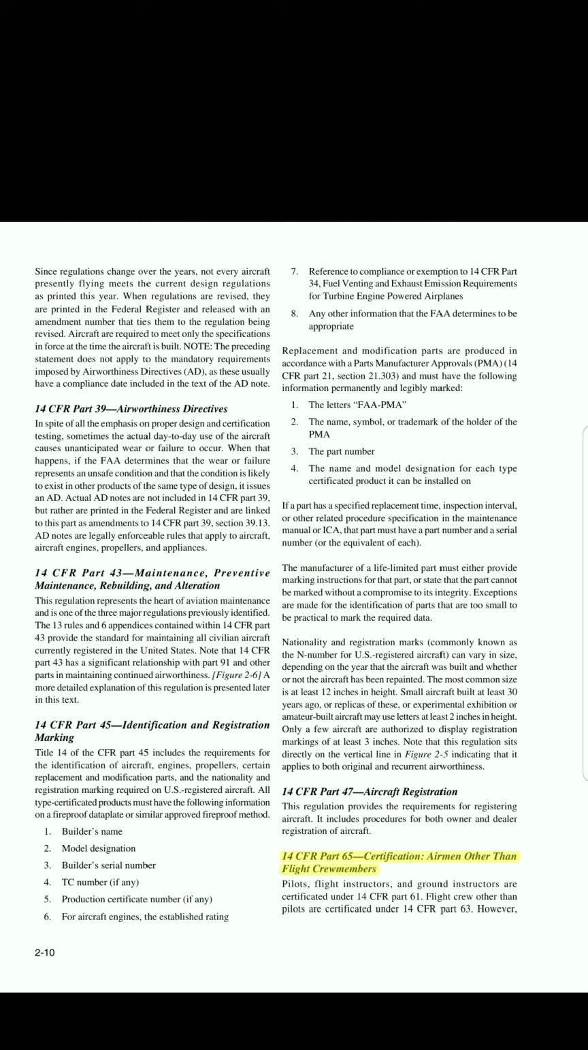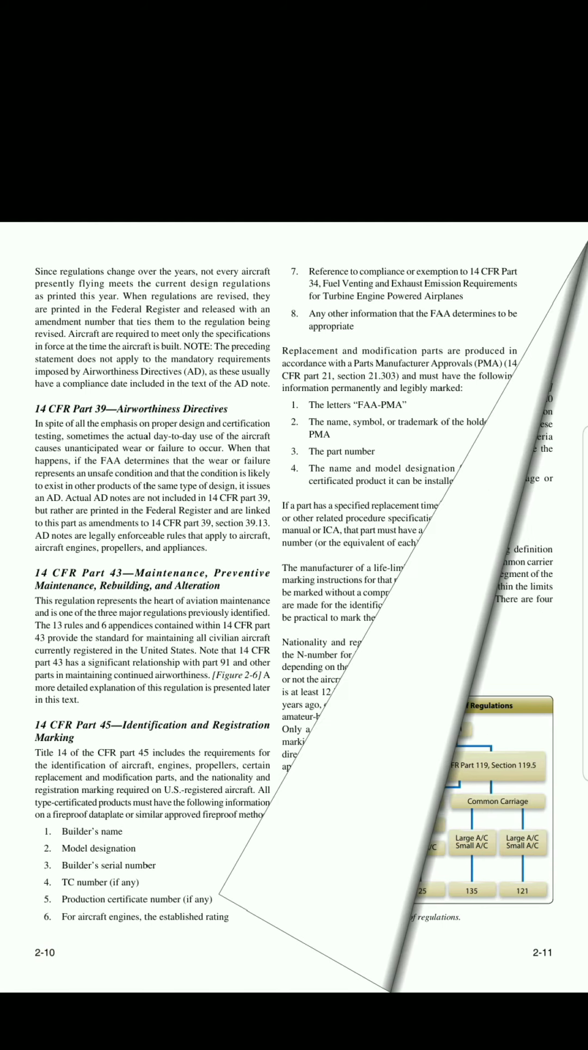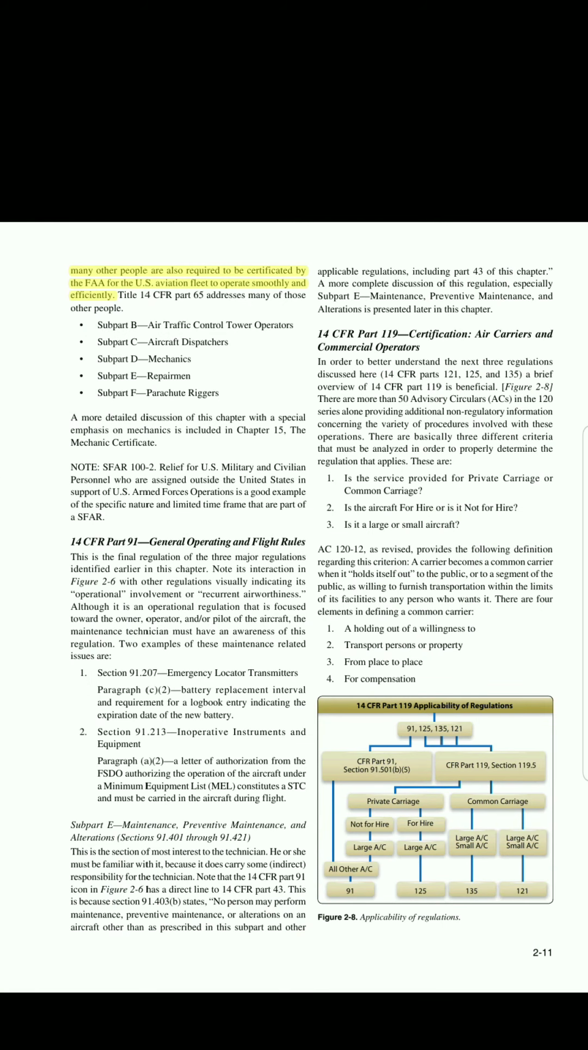14 CFR Part 65, Certification: Airmen Other Than Flight Crew Members. Pilots, flight instructors, and ground instructors are certificated under 14 CFR Part 61. Flight crew other than pilots are certificated under 14 CFR Part 63. However, many other people are also required to be certificated by the FAA for the U.S. aviation fleet to operate smoothly and efficiently. Title 14 CFR Part 65 addresses many of those other people: Subpart B, air traffic control tower operators; Subpart C, aircraft dispatchers; Subpart D, mechanics; Subpart E, repairmen; Subpart F, parachute riggers.